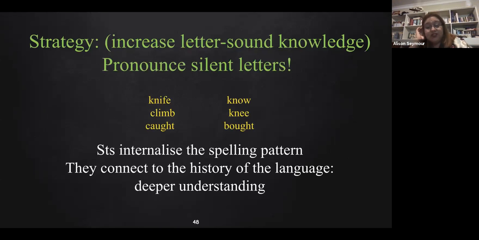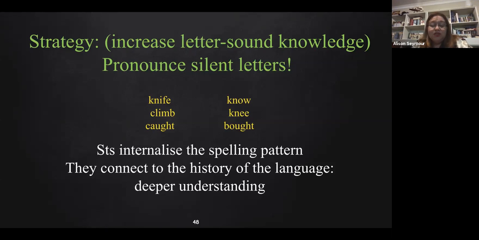So one of the strategies that I used to use just to increase that letter sound knowledge and kind of meta-linguistic understanding of English was I would get students to pronounce the silent letters in a way of internalizing them. So I would tell them it used to be pronounced Kanifi or Kano or Kalimba. And so just by them saying it as they read it and perhaps as they wrote it, it was just a way to internalize that. And then of course we would then go through and pronounce it correctly.